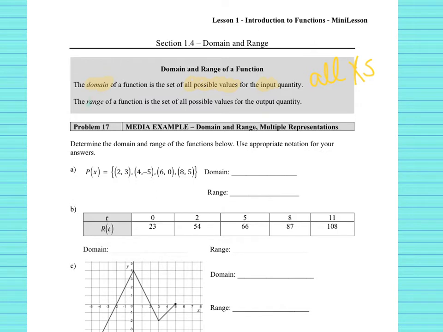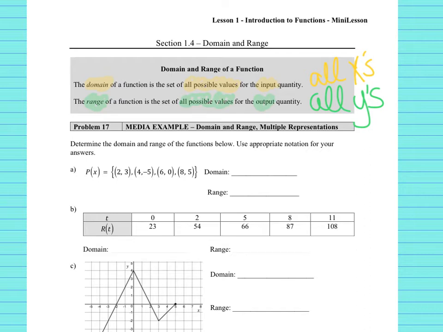The range, anytime we refer to the range, we're going to be talking about all the possible values for the output. So remember, output is y. So we're talking about all the possible y values. So make yourself a little side note of all the x's and all the y's. I don't really know if that's supposed to have an apostrophe. We're going to go with it.